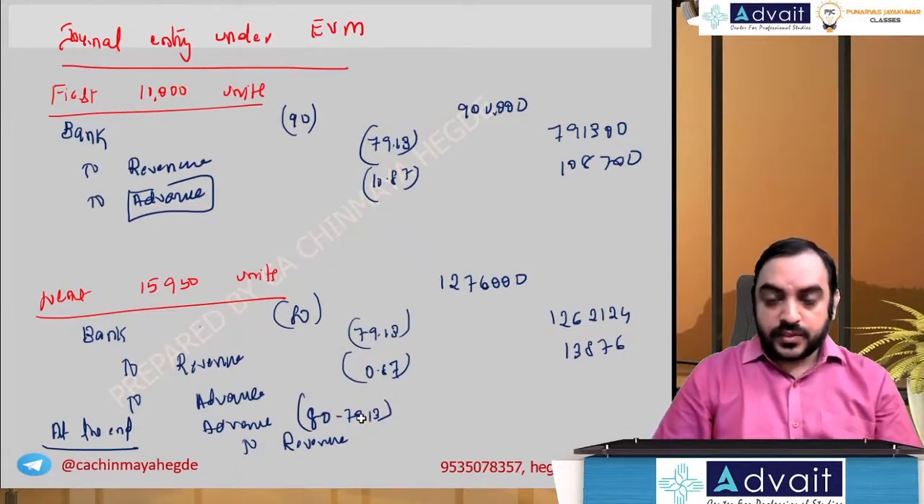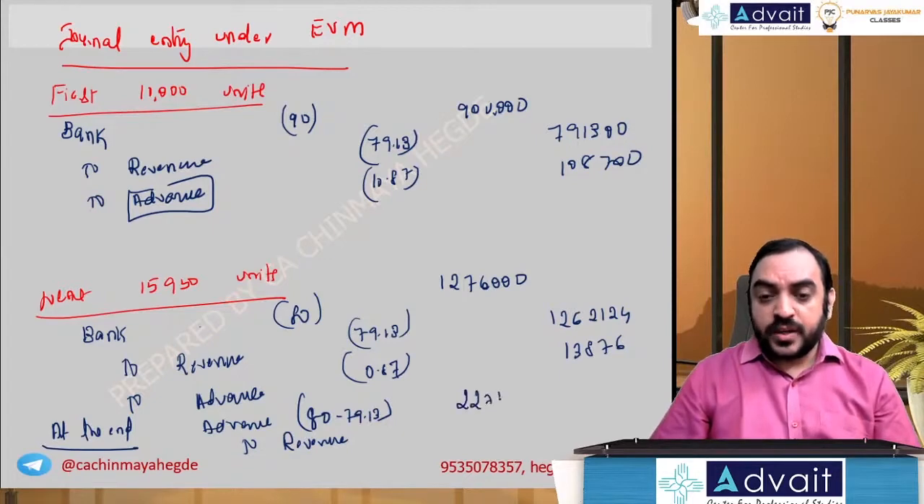80 rupees minus 79.13, 0.87, into 25,950. 22,577, I think. 576. Okay. So 22,576 is going to be transferred to revenue.